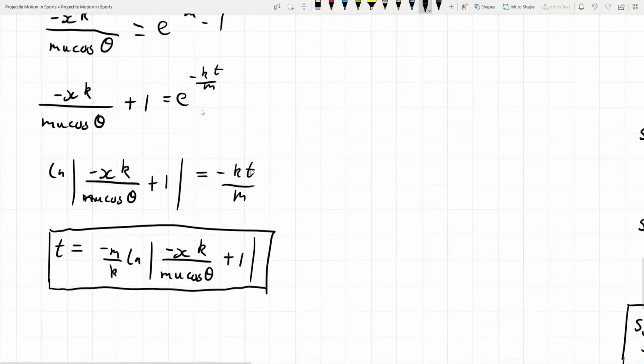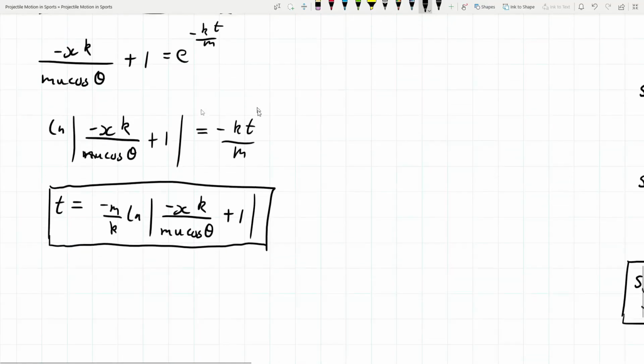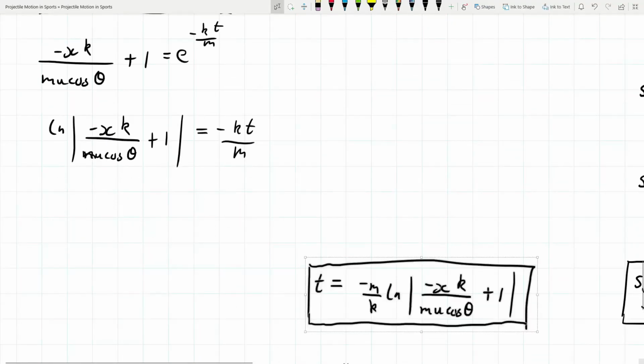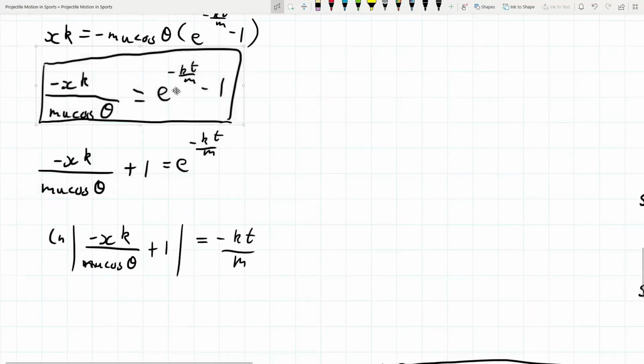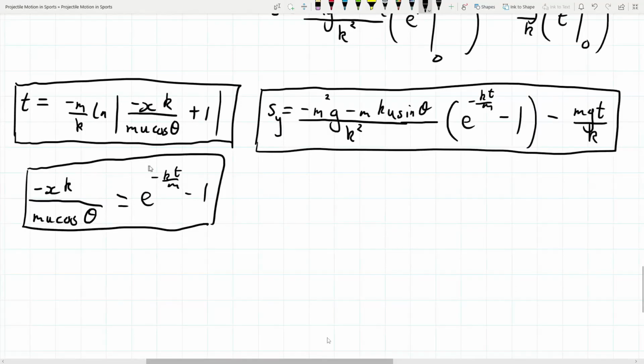What I'm actually going to do is keep this one in mind as well. This one's going to be important just to simplify the substitution, I suppose. You'll see why in a second. So I'm just going to bring this. The reason I did that, as you can see now, is we have e to the minus kt over m minus 1 here. Actually, I will just show it in green so it stands out. So that this and this are the same, so instead of making a substitution for t in the exponent, which is going to be really complicated, we can just replace this whole thing with minus xk over mu cos theta.